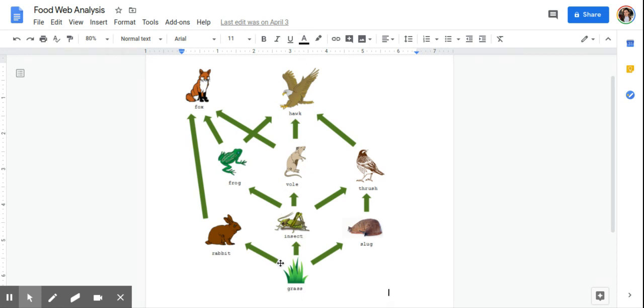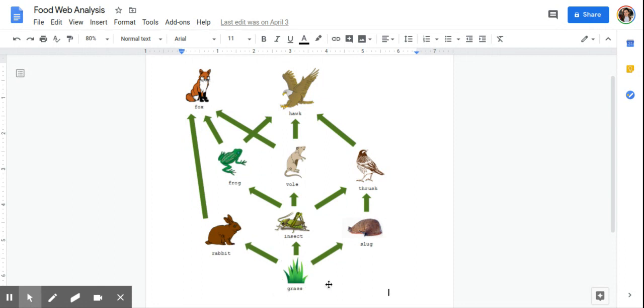Now the key thing here for analyzing these is understanding what the arrows represent. In food webs, the arrows are representing where the energy is going. So you might ask yourself, okay, how are these organisms getting energy? What energy are we talking about? I need you to think back to photosynthesis and cellular respiration.